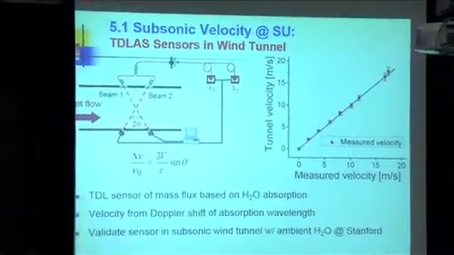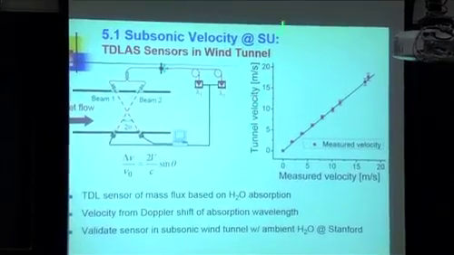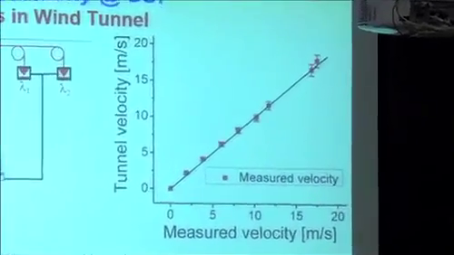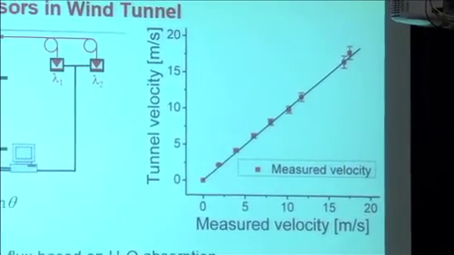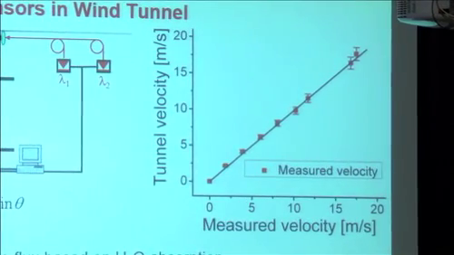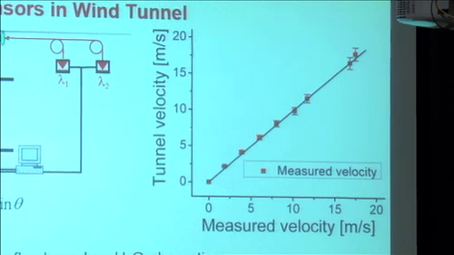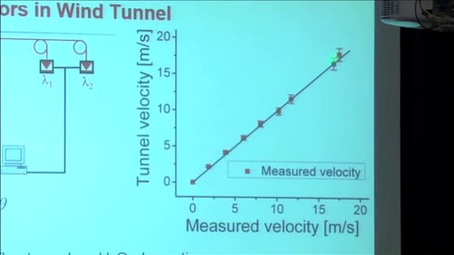Okay, this is what we got. This was the tunnel velocity, and the velocity we inferred from the Doppler shift of the two features. So we measured the absorption line for both directions. And you see that they're spaced, separated. And the question is, well, how accurate is it, and how small a value could we measure? So here we only could go up to 18 meters per second in this Professor Bradshaw's wind tunnel.